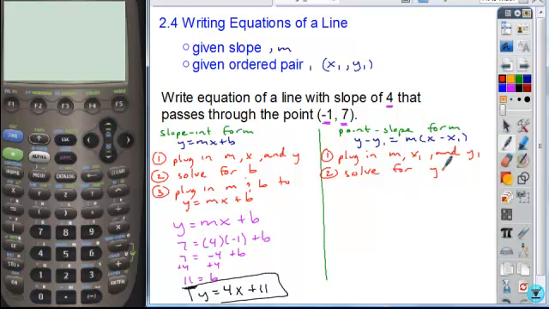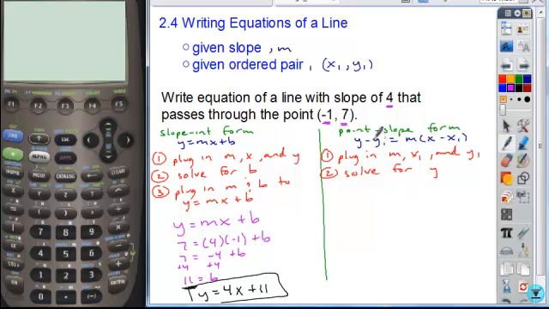It's a matter of personal preference which one you choose. Most students tend to prefer the slope-intercept form. Even if it's slightly less efficient, it's more familiar to most students.